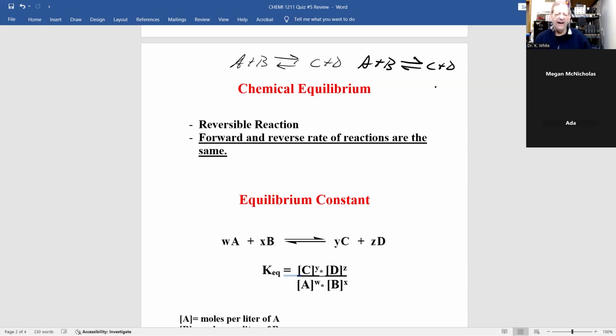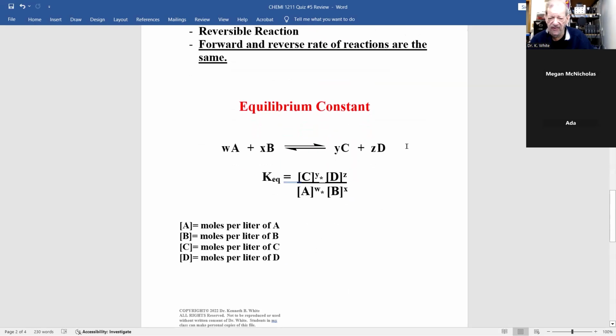All right, now an important thing about a chemical equilibrium. At equilibrium, the forward and reverse rates of reaction are the same. Again, you should know, at equilibrium, the forward and reverse rates of reaction are the same. The speed it goes one way and the speed it goes the other are the same.